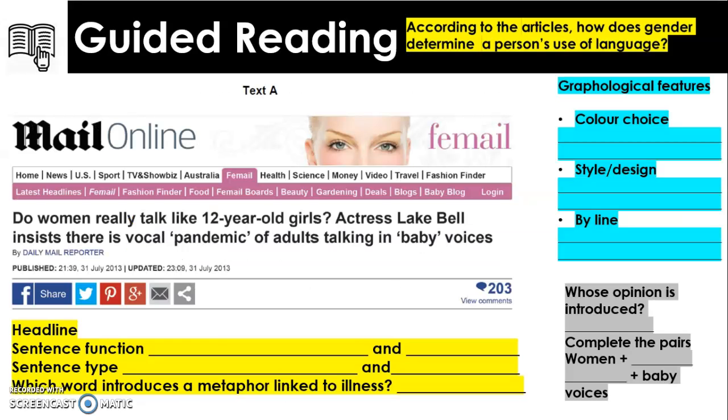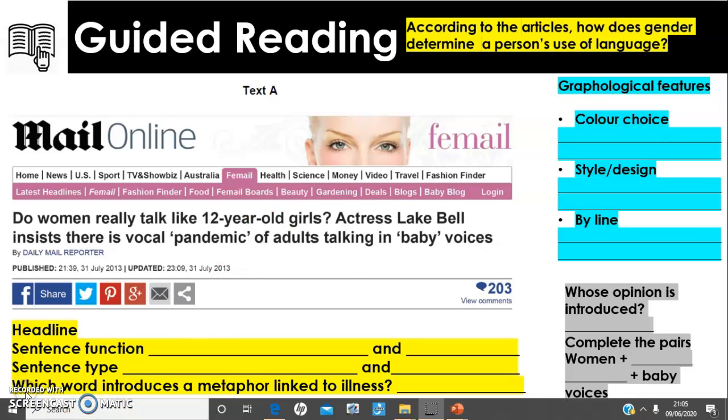Okay, so straight into it. In a minute, you're going to pause and just work through these activities. So text A: Male Online, Female, Home, News, US, Sport, TV, Showbiz, Australia, and then in pink, Female. You can see that the Female tab, these are tabs across the top, these are hyperlinks, is in a particular color. Then under that Female, we've got Latest Headlines, Female, Fashion Finder, Food, Female Boards, Beauty, Gardening, Deals, Blogs, Baby Blog, Login. And then we get to our headline.